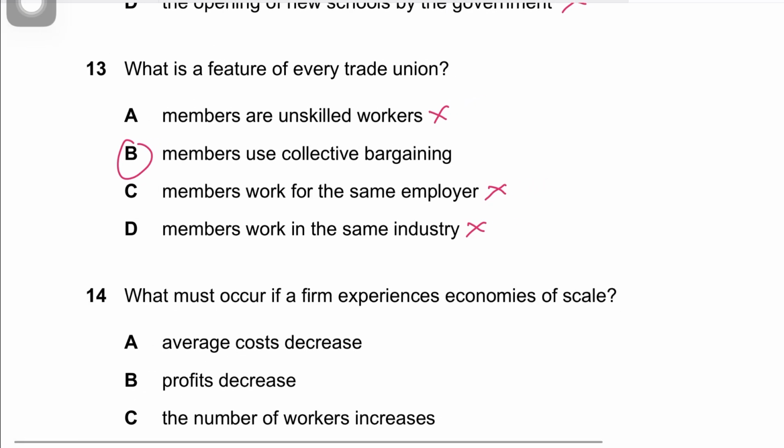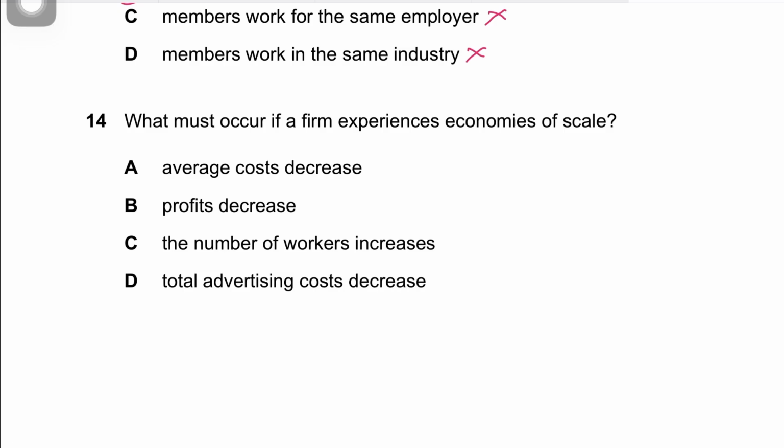What must occur if a firm experiences economies of scale? Pretty simple. The correct answer has to be A, average cost falls, because economies of scale occur when a firm's average cost falls as output goes up. That is cost per unit. Average cost goes down. And we know what average cost is, right? Total cost divided by the output.